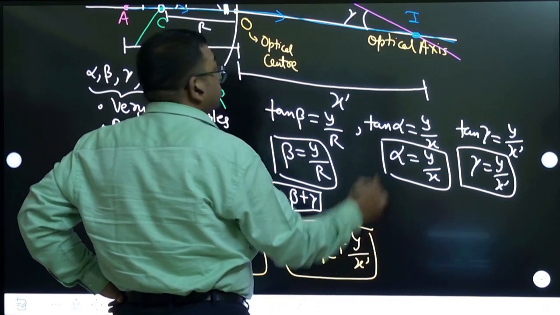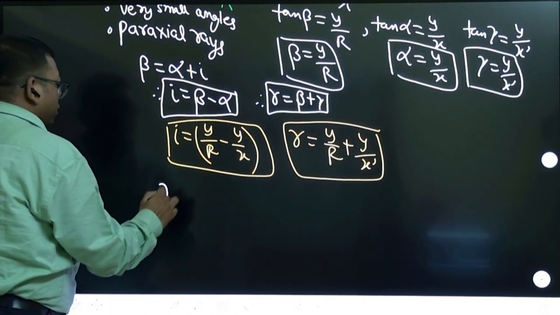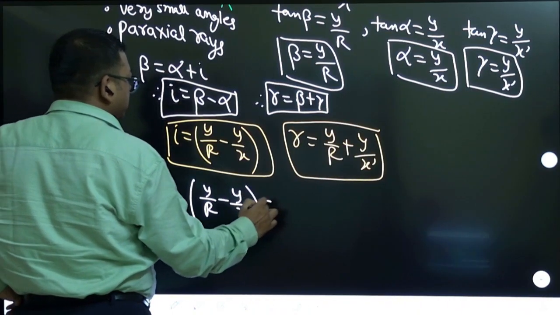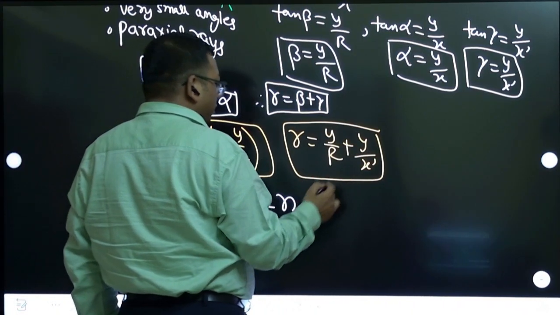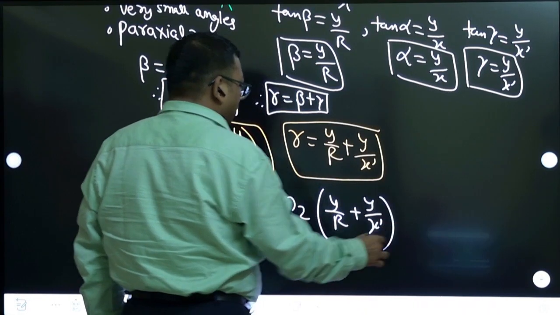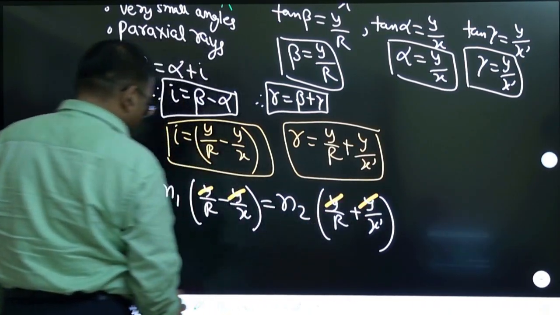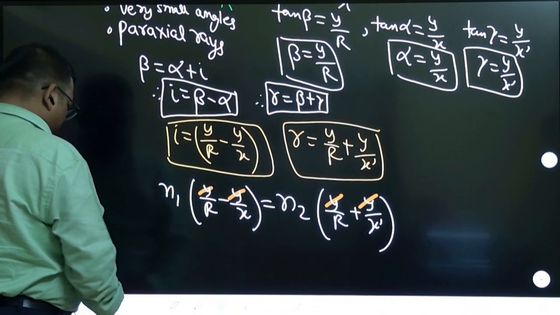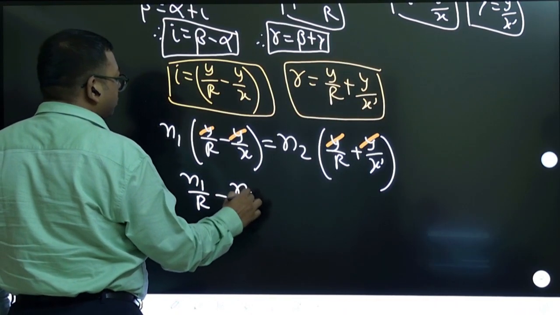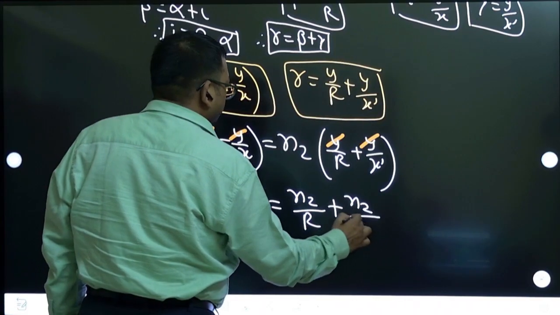We are going to now substitute in the law of refraction. So n1 into sin i, or i. So n1 into i is y by r minus y by x, equal to n2 into sin r, which is r, which is y by r plus y by x dash. Okay. Now I am going to take y common and it gets cancelled. These y terms get cancelled. And let us now open this. So n1 by r minus n1 by x is equal to n2 by r plus n2 by x dash.